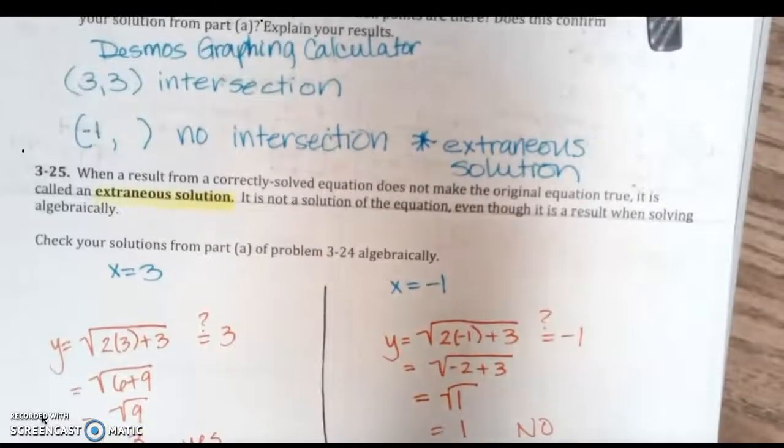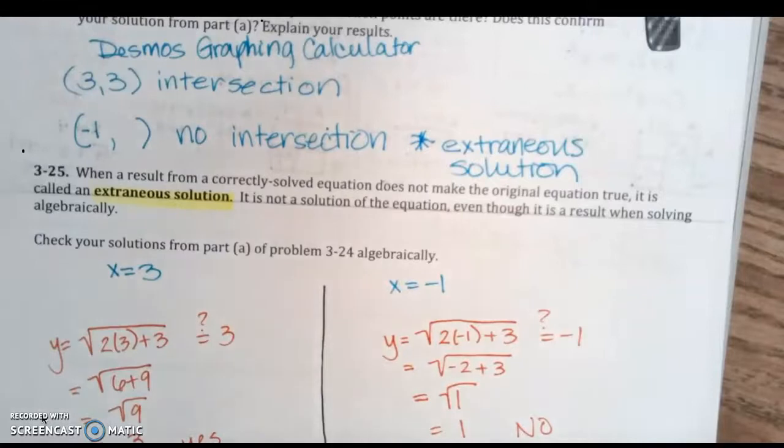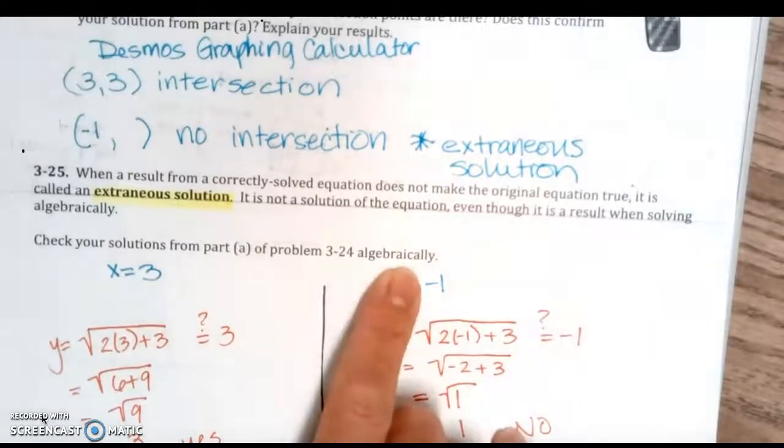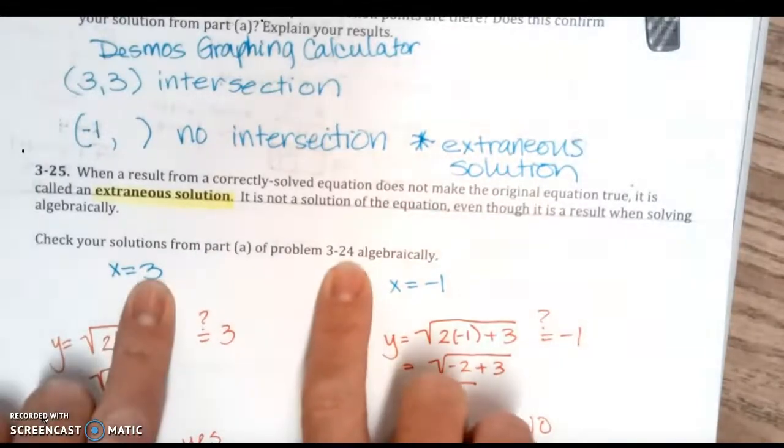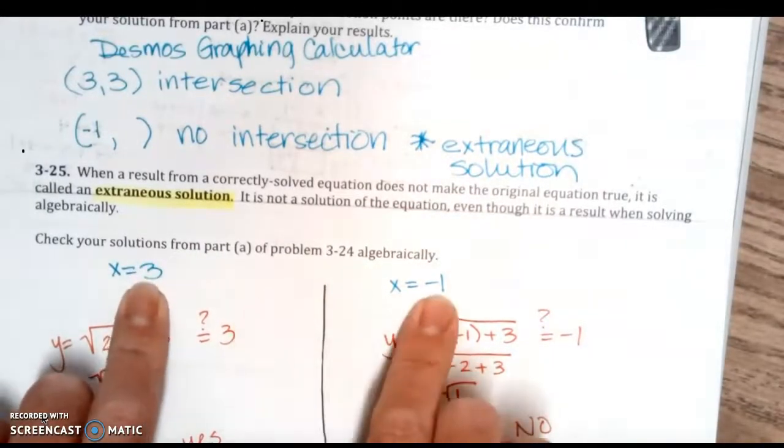So for question 25, it says, when a result from a correctly solved equation does not make the original equation true, it is called an extraneous solution. It is not a solution of the equation, even though it is a result when solving algebraically. Check your solutions from part A of problem 24 algebraically. Okay? So we got 2 answers when we did problem 24, right? We got x equals 3 and we got x equals -1.